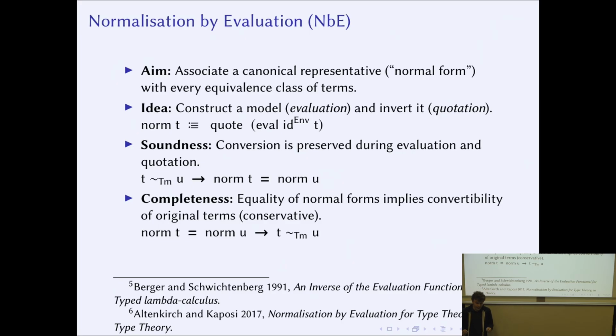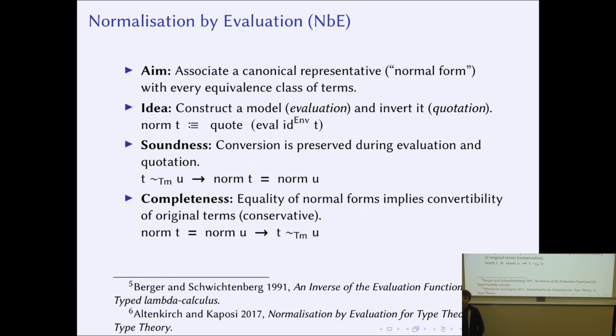And then a specific technique to get these normal forms is called normalization by evaluation. And the idea here, very vaguely, because I don't have time to get into the details, is we construct a model. So families of equivalent terms are mapped to the same values in this model, and we call this evaluation.